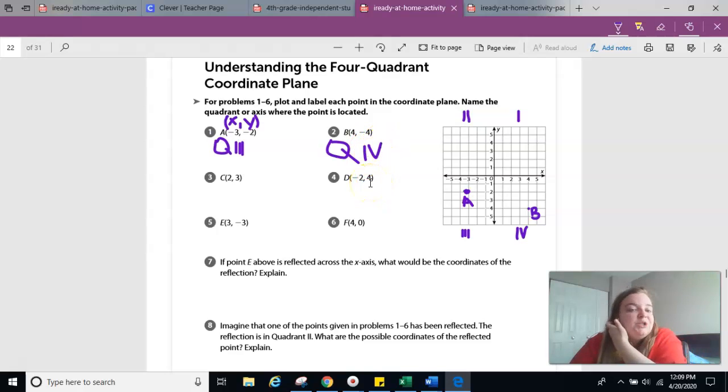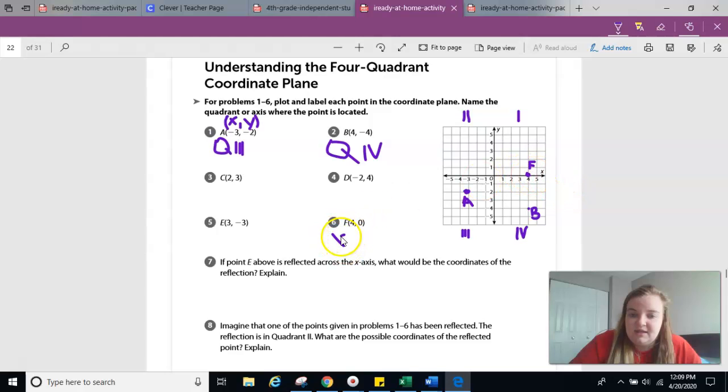Alright, you can do the rest of these on your own. I'm going to go ahead and do number 6 because it has a 0 on it. For F, we're going to go to 4, which is right here. And then you can see 0 is on the lines. Since we're at 4 and we go to 0, it's right here. This is 4, 0. So this is F. It's not in a quadrant, it's on an axis, and it's on the x-axis.